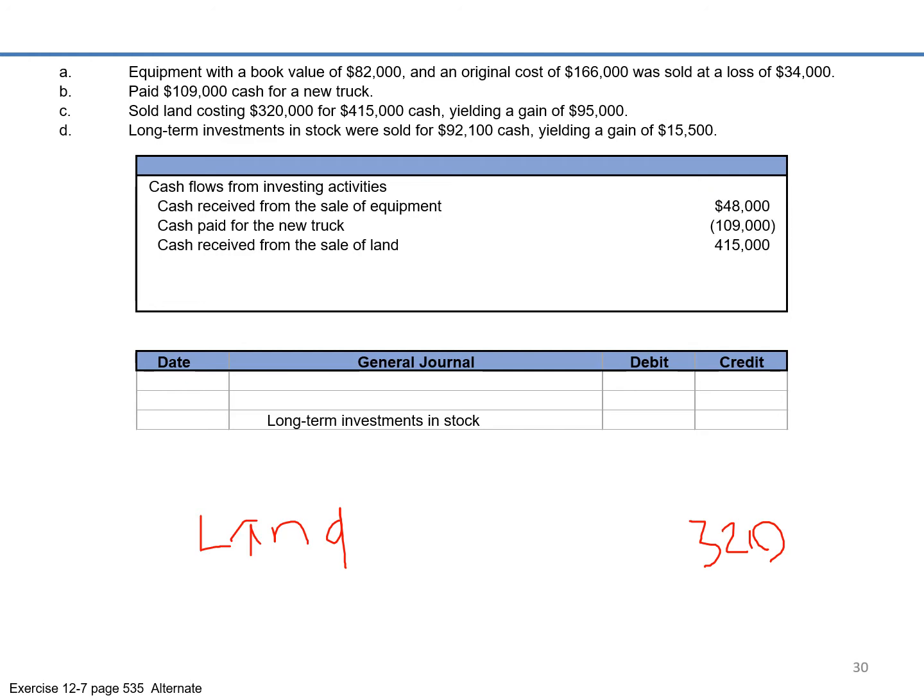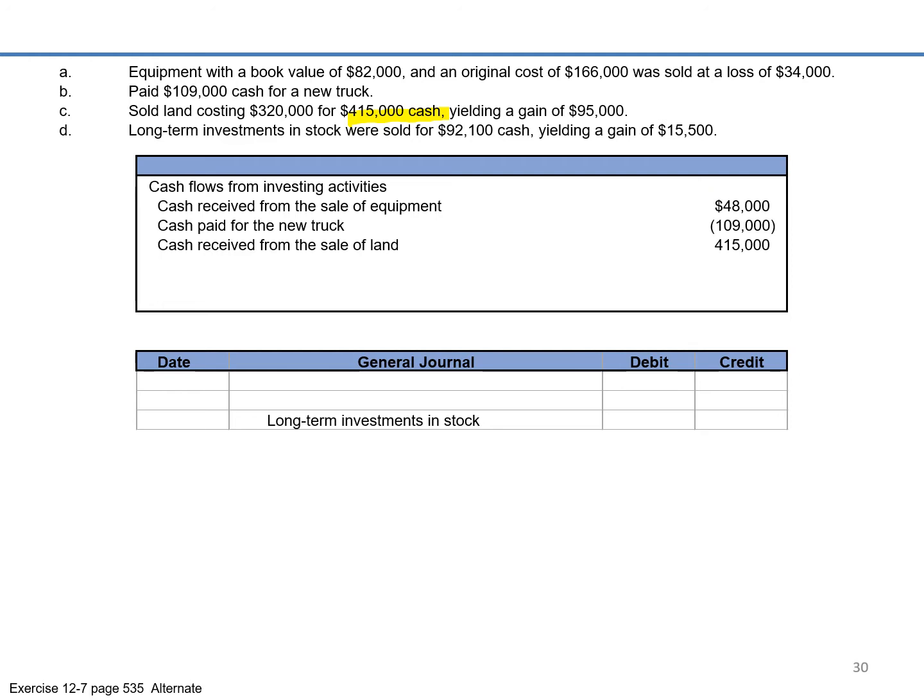Always a crisis. Okay. So land costing $320,000 was sold for $415,000 cash, yielding a gain of 95. Oh, here's the trick. What they're trying to show you. Now I realize it. They're telling you what the cash part of it was, so you don't have to figure it out. Okay. They tell you get $415,000 cash. So that's an increase of cash, $415,000.